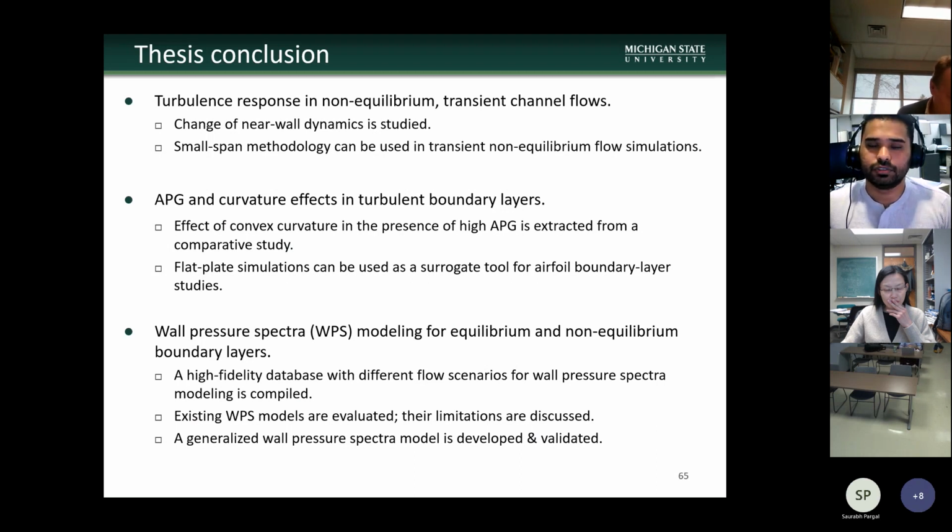And the third part was focused on wall pressure spectrum modeling for equilibrium and non-equilibrium boundary layers, in which we gathered a high fidelity database, evaluated different models, found their limitations, developed new parameters, and developed a new generalized wall pressure spectrum model based on that.